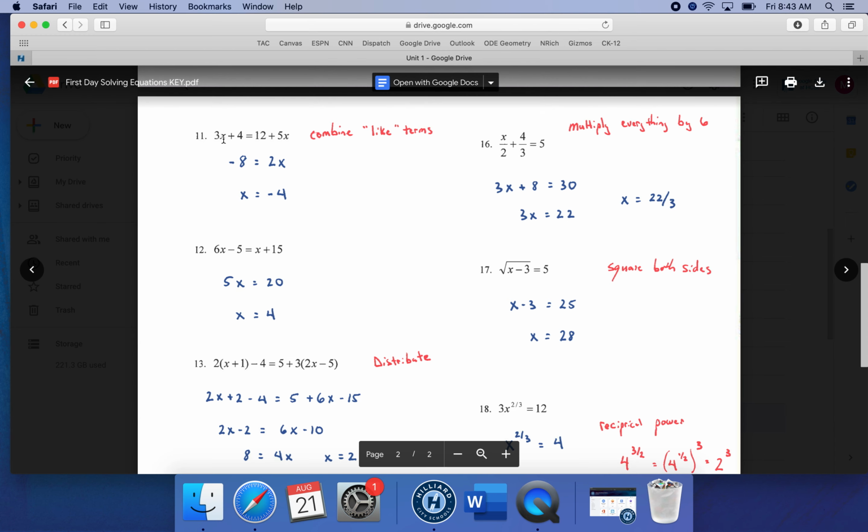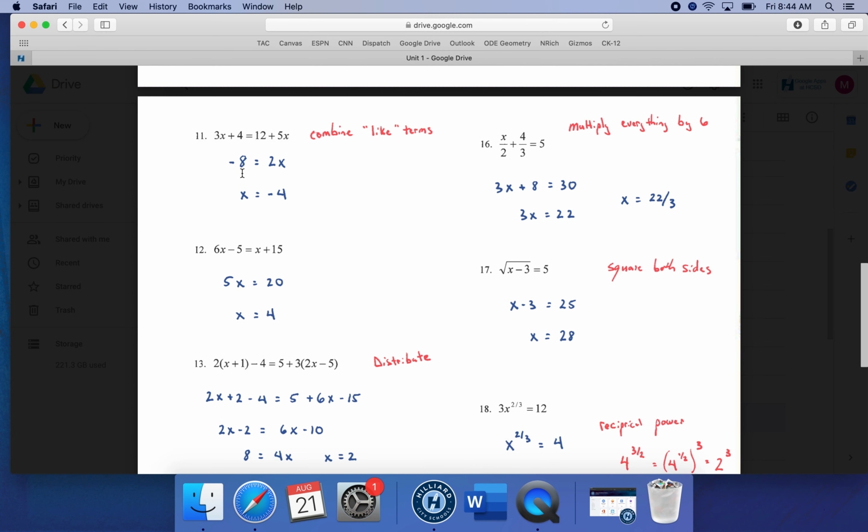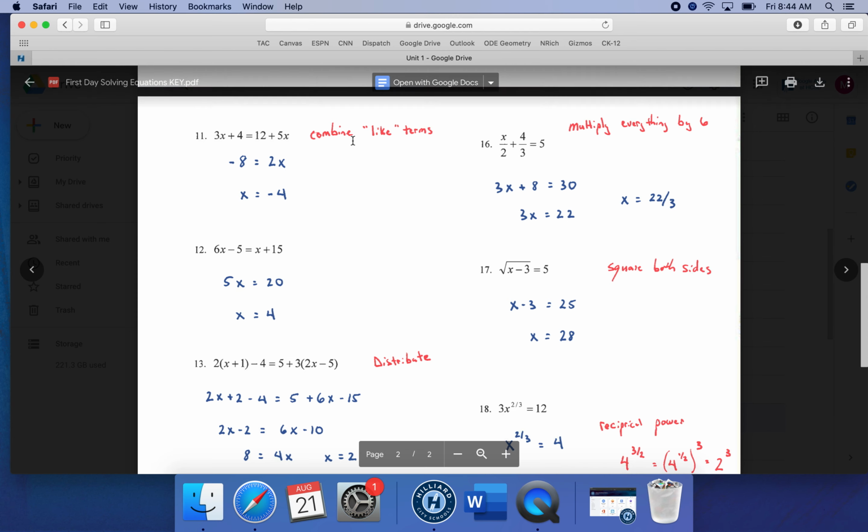So I'm going to subtract 3 from both sides. Hopefully you can see that if I have 5x and I subtract 3, I have 2x. And I'm going to subtract 12 from this side of the equation. 4 minus 12 is going to be minus 8, or negative 8. And then I'm going to divide by 2 and get negative 4. Again, this is me combining like terms. x's with x's, numbers with numbers. 12 is the same thing.